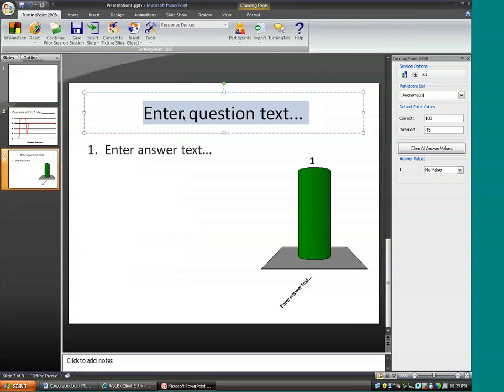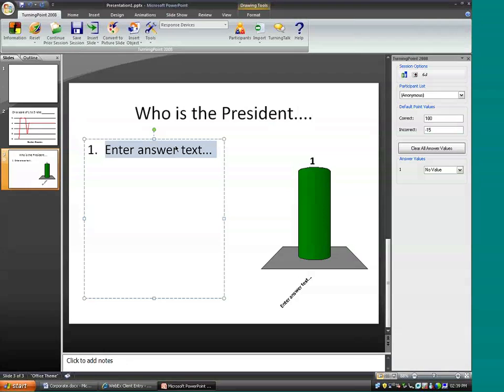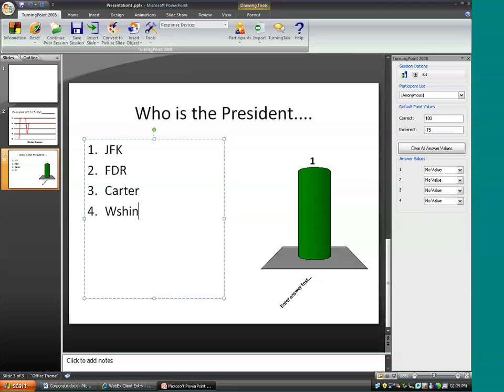So this is going to be a really long question, so I'm going to make it short. I'm just going to put, who is the president? And I have pictures. I was almost Spanish for a second. I have pictures that are going to represent these presidents. Now I am going to type out the names of the presidents that I have pictures of. So I have JFK, I have FDR, I have Carter, and I also have Washington.